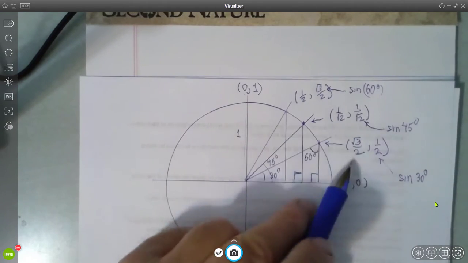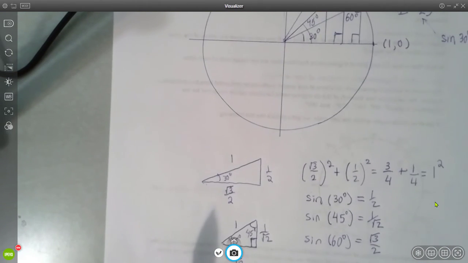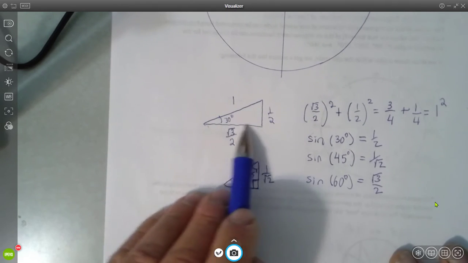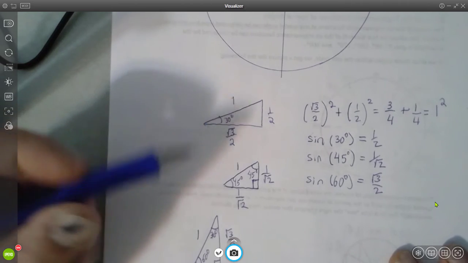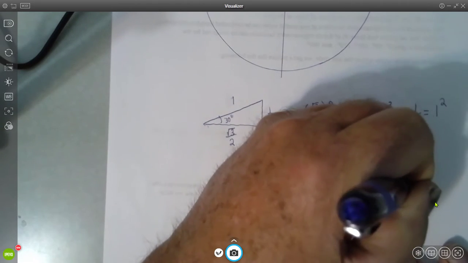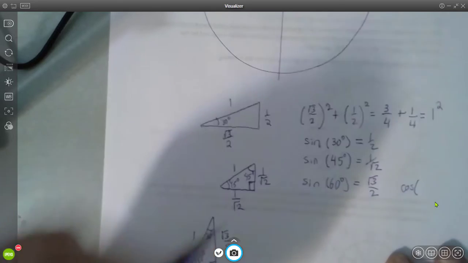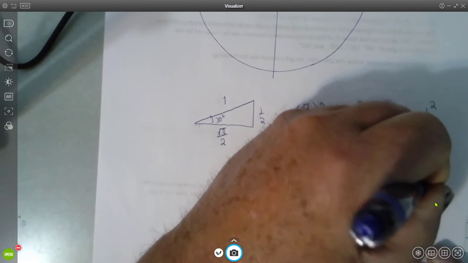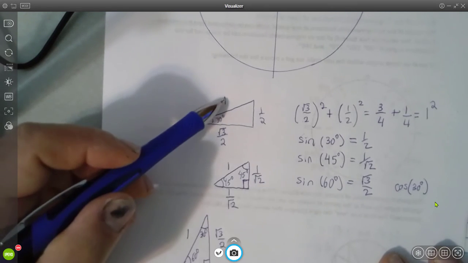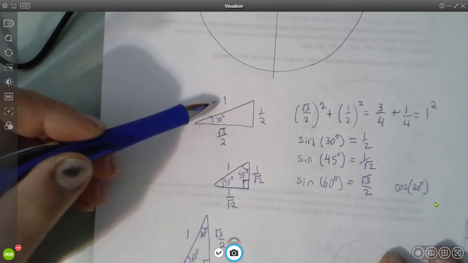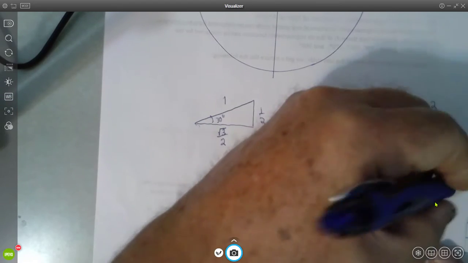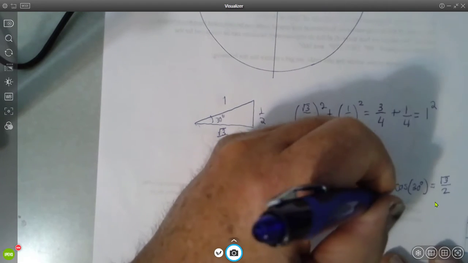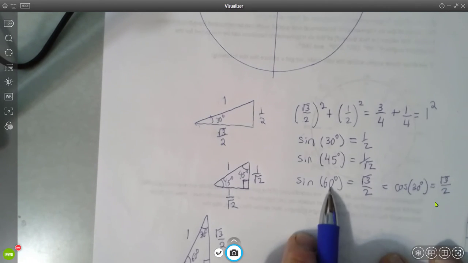Now, what about those x-coordinates? Well, same deal. To get the x-coordinate, it's the adjacent divided by the hypotenuse. So the cosine of 30 degrees is the adjacent over the hypotenuse, which is root 3 over 2, which happens to just be the very same value as the sine of 60.